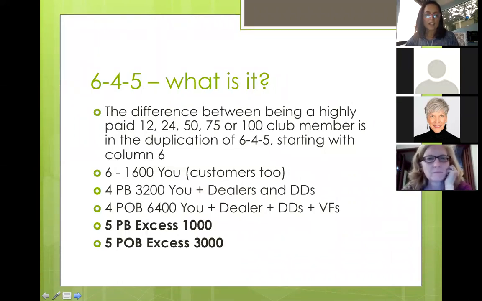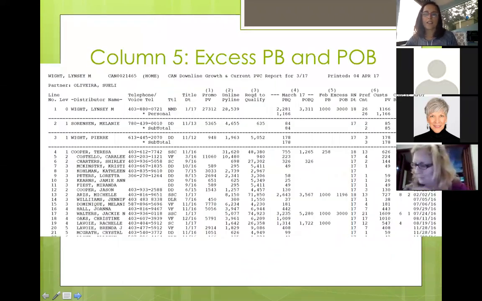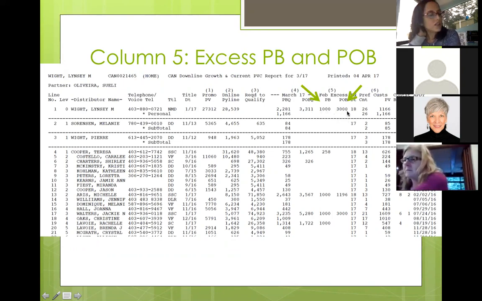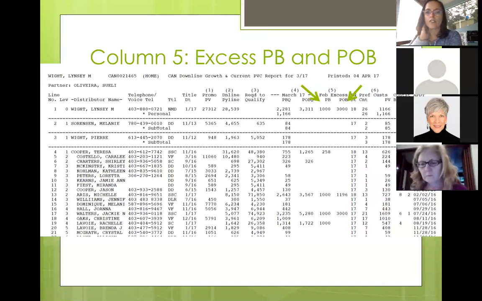And then the next column is column 5, and that's your excess. That just simply means that anything over 3,000 goes into kind of a bank for a month. You want to just hold that steady at 1,000 and 3,000 because, again, if you go on vacation or some calamity happens in your life, the company will let you qualify with your excess POB and PB from last month. And you can see how Teresa has not built up that bank.